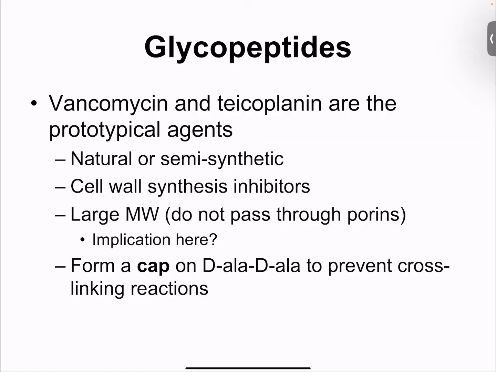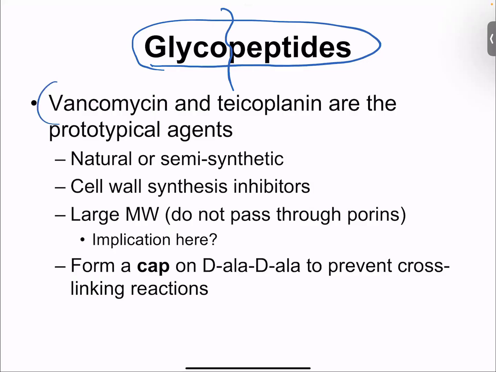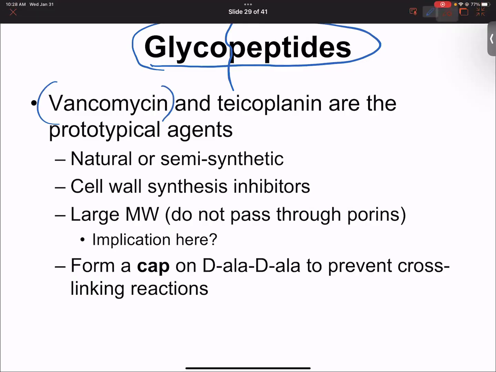Having said that, then let's shift gears. We've got a little bit of time left for glycopeptides. Glyco meaning sugar, and then peptide, as suggested, peptides. So glycopeptides are cyclic peptides that have some sugar residues associated with them. The prototype was teicoplanin. We don't use teicoplanin here in the United States. We use vancomycin. So vancomycin is our glycopeptide of interest.